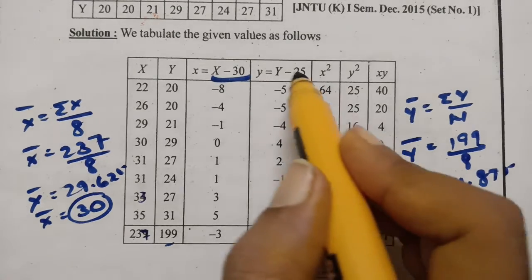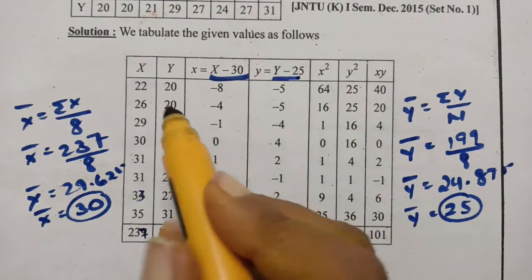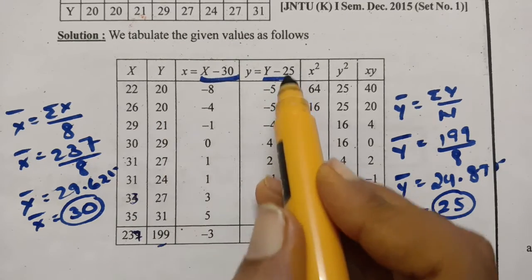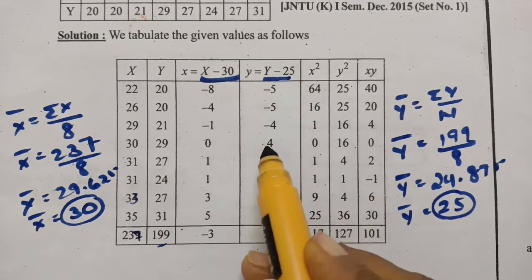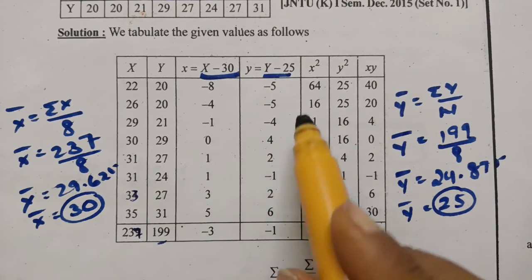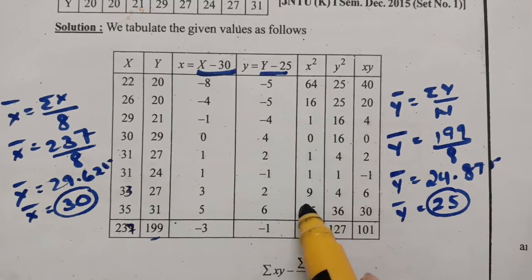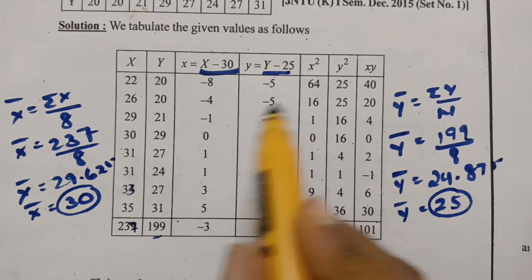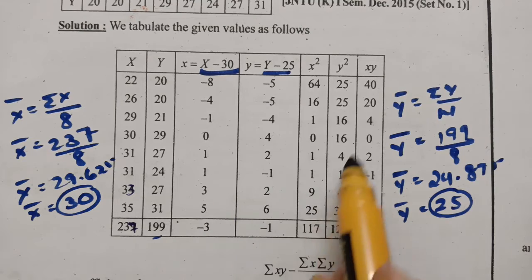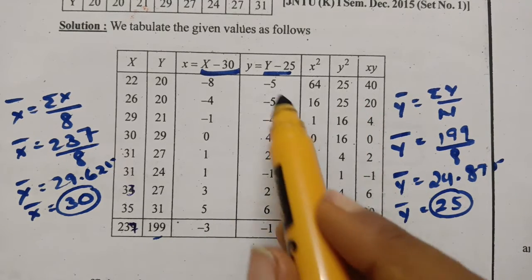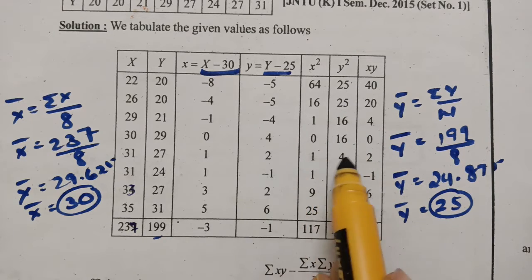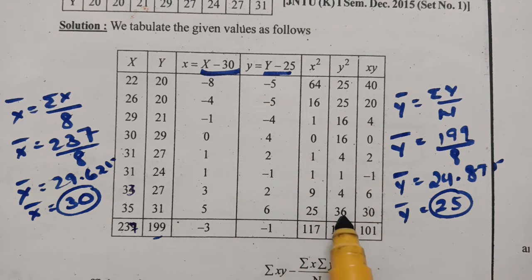So I'm taking 25 from each and every value. Here 20 minus 25 is minus 5, 20 minus 25 is minus 5, 21 minus 25 is minus 4, 29 minus 25 is 4, 27 minus 25 is 2, and 24 minus 25 is minus 1. Next we have to make the squares of x. So minus 8 square, minus 4 square, minus 1 square, 0 square, 1 square, 1 square, 3 square, and 5 square. And you have to make y square here. So this is minus 5 square, minus 5 square, minus 4 square, minus 4 square, 2 square, minus 1 square, 2 square, and 6 square.